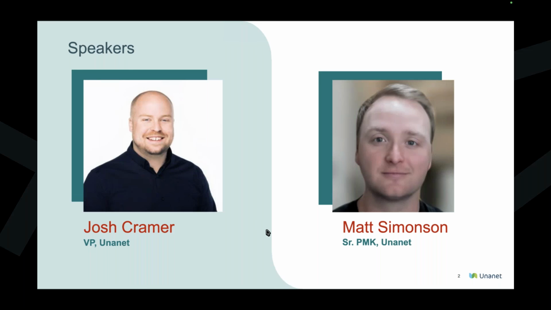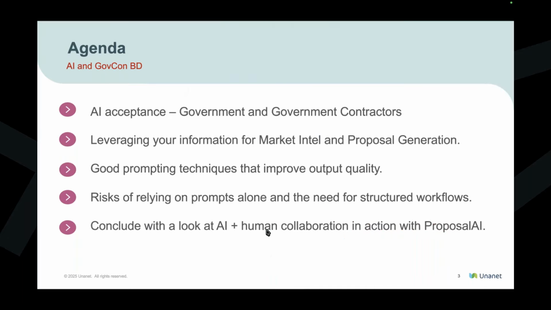So with that, I want to dive into the agenda. I really wanted to talk about 5 key areas here, whether you're using a tool that Unanet provides or something similar, or just a tool that you're testing out, dipping your toe in the water of AI within your BD and capture life cycles. We really want you to be able to walk away with things that you can action within your own team, so we're definitely going to focus on that.